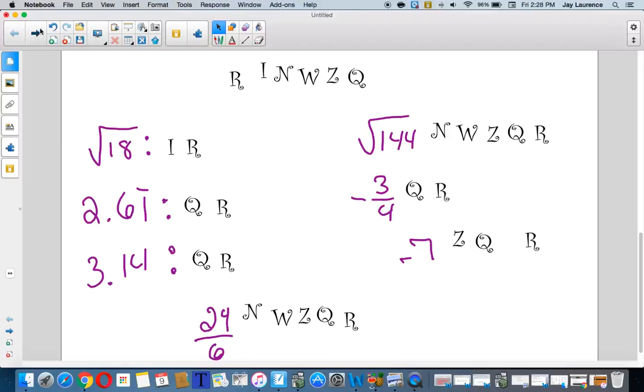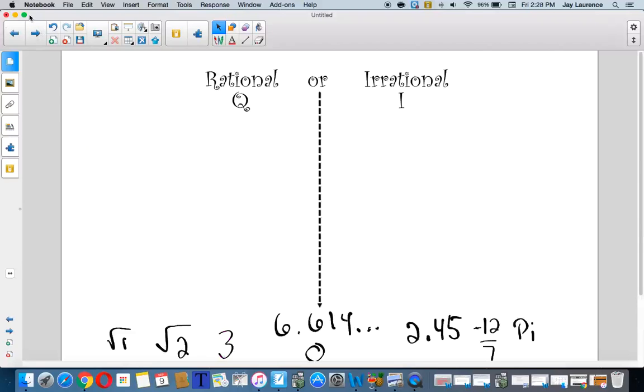Okay, now one more thing I want to do. We're going to play everybody's favorite game show, rational or irrational. You see I've divided the board up into two sides, and you're going to take these numbers down here and decide if they are rational or if they are irrational. So I'd like you to pause the video, and we will take a minute, then we'll unpause it, and you can see if I agree with your answers.